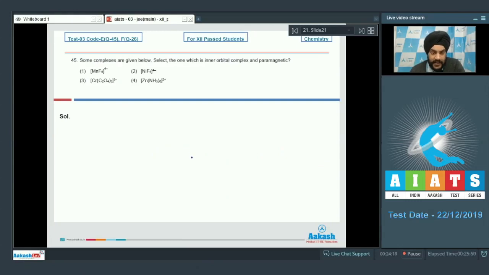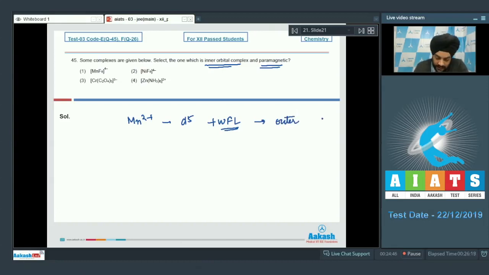Question number 45. Some complexes are given below. Select the one which is an inner orbital complex and paramagnetic. Okay. So we have to select an inner orbital complex which is also paramagnetic. If we talk about the first option, students, we have MnF6 4 negative. So Mn is present in a state of +2. So it has a d5 configuration along with a weak field ligand. The weak field ligand will not cause pairing, so it will be outer orbital or sp3d2. So this is not correct.